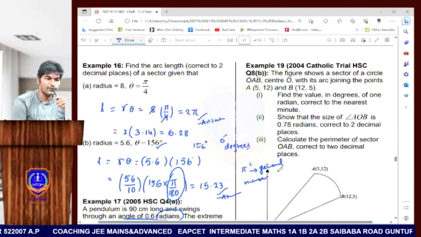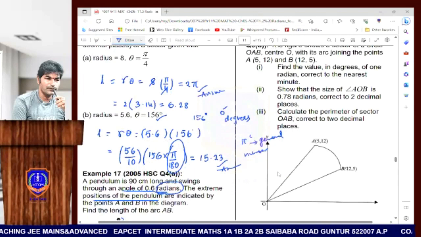Next, this example 19, 2004 Catholic Trial HSC. The figure shows a sector of a circle OAB with center at the origin and its arc joining the points A (5, 12) and B (12, 5). These point measurements are given. Find the value in degrees. He wants the value in degrees, where here it will be theta.